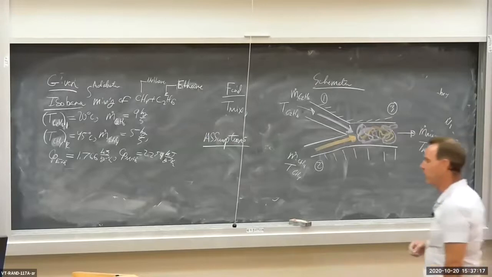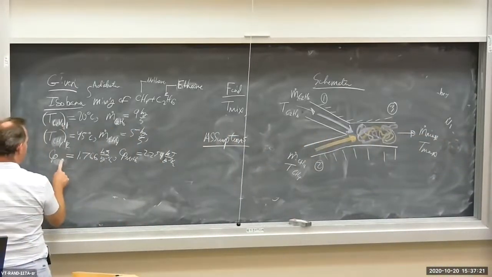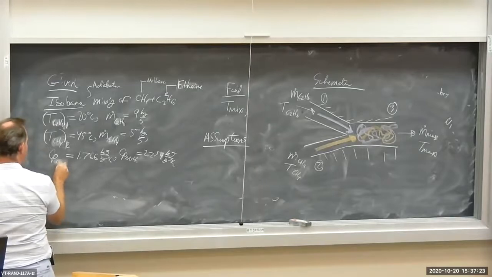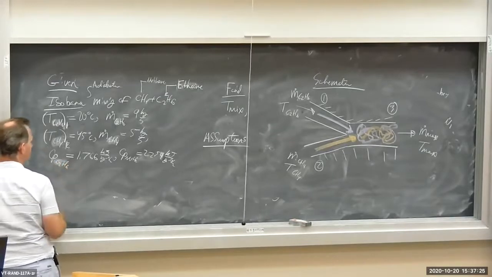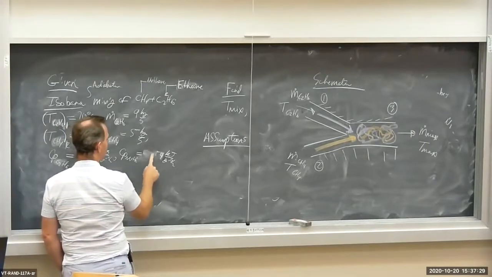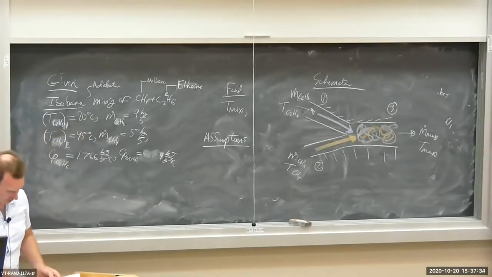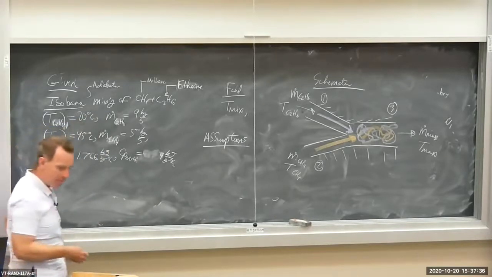Now, one little thing here, we're going to assume constant specific heats. The specific heat for the ethane, C2H6, is 1.766 kilojoules per kilogram degree Kelvin. And the specific heat, oh, now I have to find it here, for the methane.